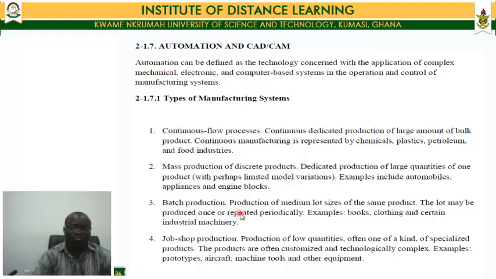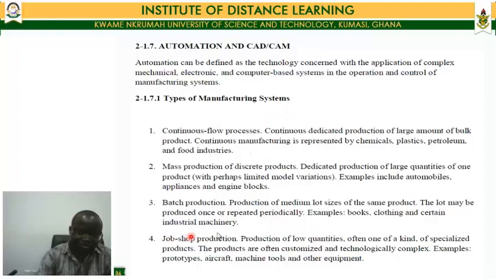Then we have what we call batch production. Batch production is limited to medium lot sizes, not on a massive scale, but of the same product. So it could be, for instance, a particular batch of books, the same clothing, and certain industrial machines. You can have tractors of a particular model, or machine equipment of particular models which have serial numbers that show they belong to a particular production batch.